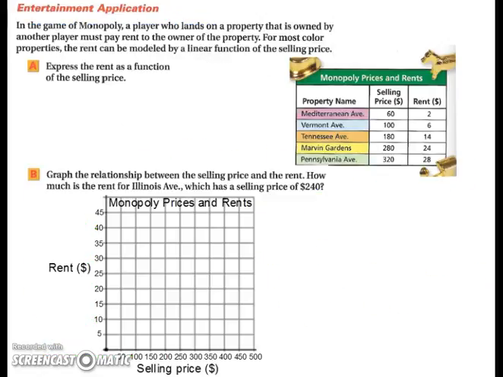Alright, so let's look at an entertainment application. In the game of Monopoly, a player who lands on a property that is owned by another player must pay rent to the owner of the property. For most color properties, the rent can be modeled by a linear function of the selling price. So let's start by expressing the rent as a function of the selling price. So try this on your own, and when you return to the video, the answer will be revealed.